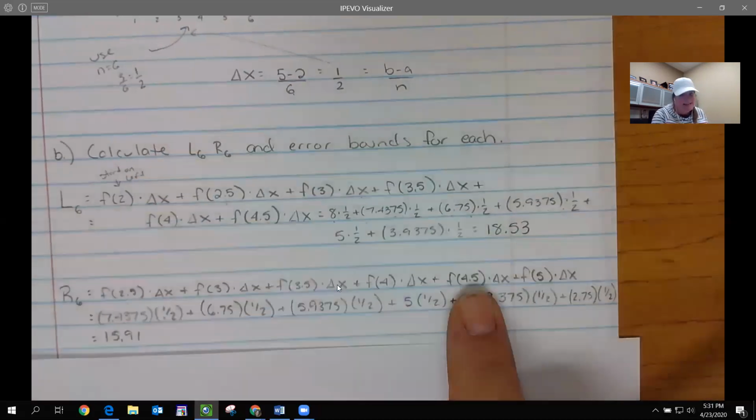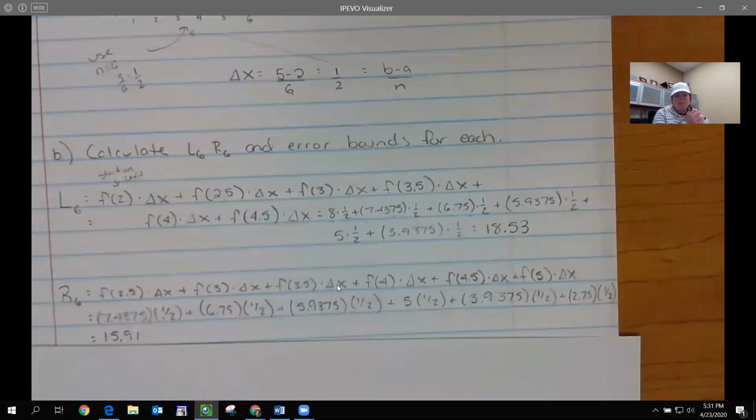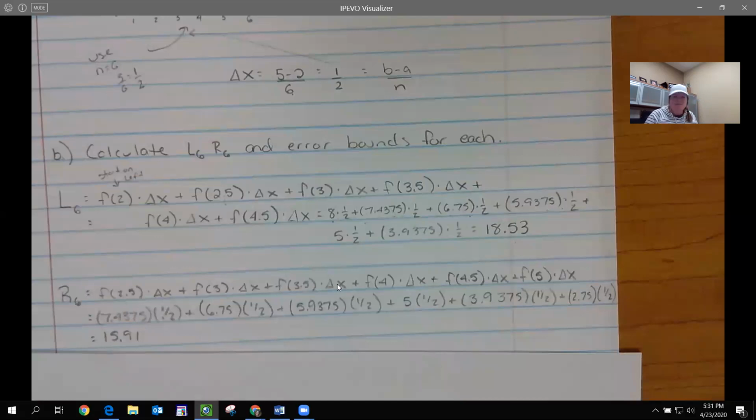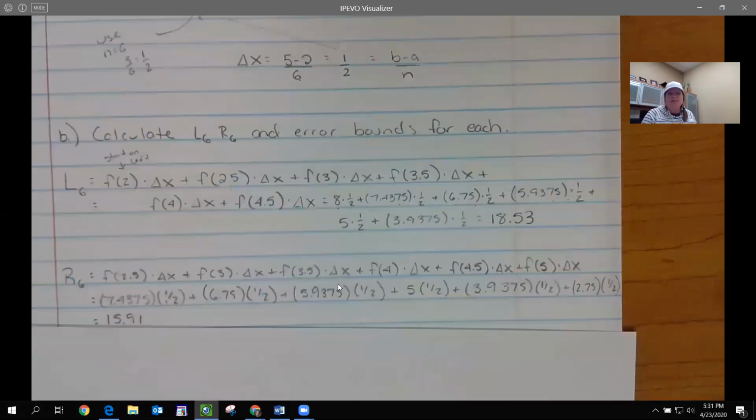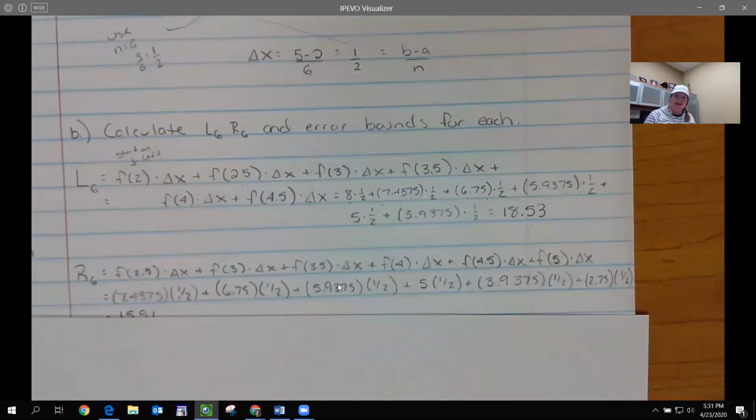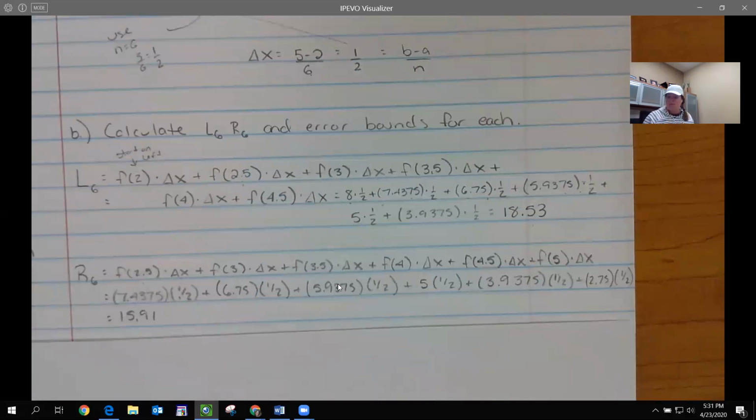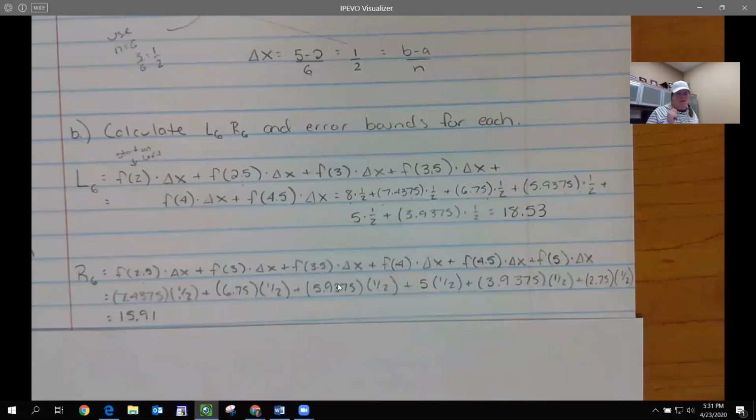Should be pretty easy. Then if you're doing both left and right, I think some of them make you do that. Then I'm going to add that up, and I got 15.91. So that's telling me the area is about 15.91. So somewhere between 18 and 15, because one's over, one's under, is our area under that curve.